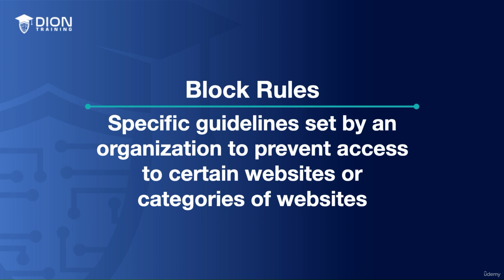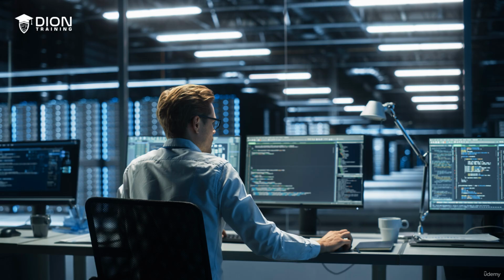Block rules are specific guidelines set by an organization to prevent access to certain websites or categories of websites. For example, a system administrator might have noticed a significant amount of data transfer from their web base to an unknown file server on the internet. This could be an indicator that someone is exfiltrating your sensitive data and sending it to a remote server. So, in this case, the system administrator might want to add the IP address of their remote file server to a block rule to prevent any further communication between your network and the remote server, while the rest of the security team performs an incident response due to the suspected data exfiltration attempt.